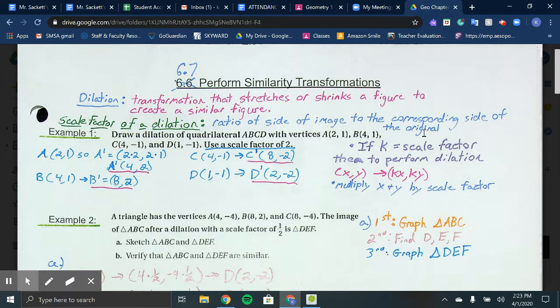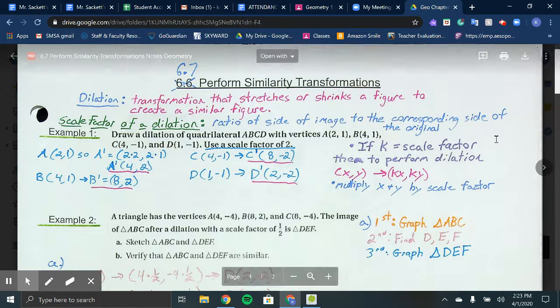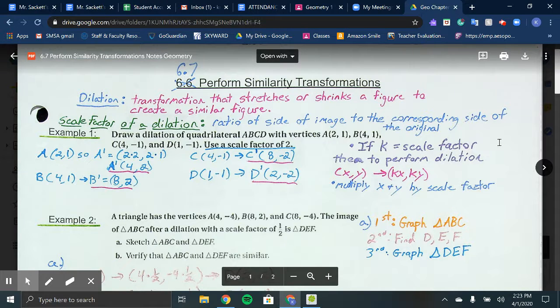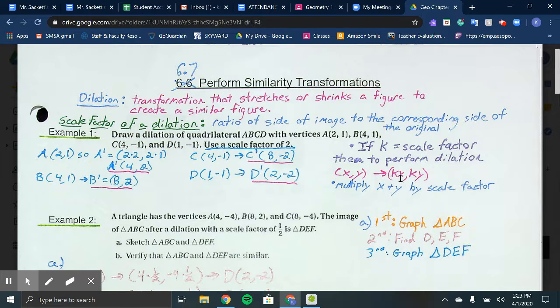So figuring out dilations, or transformation dilations, is pretty simple once you know the scale factor. Typically, scale factor is always represented with the letter K, so we're saying K equals the scale factor. To perform any dilation, once we know the scale factor, you simply take your x and y coordinates and multiply them each by that scale factor.